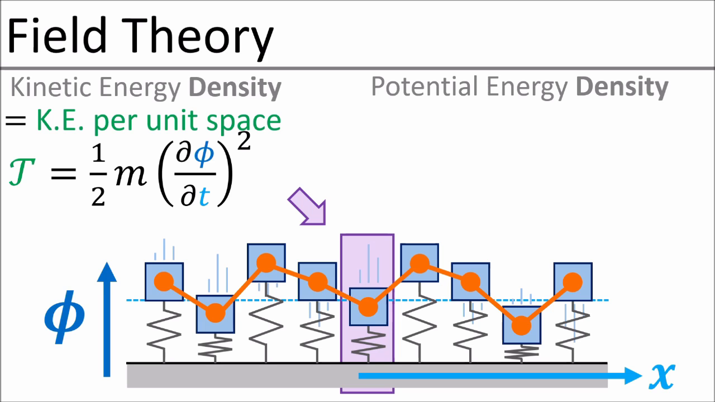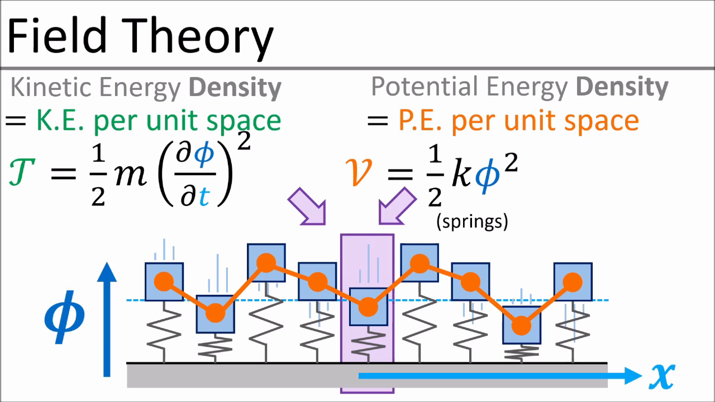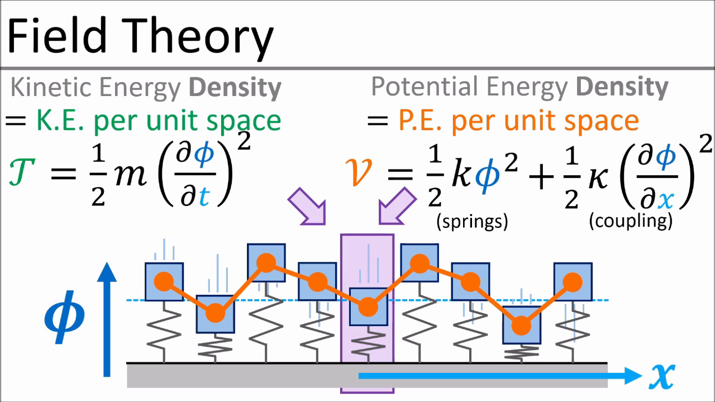There's also the potential energy density, which is the amount of potential energy in the masses per 1 unit of space. There's the spring potential energy, which is 1/2 k times the squared amplitude of the field, relative to the neutral position. There's also the potential energy of the rubber bands joining the masses together, which is now given by a gradient term, which measures the separation of neighboring masses in the phi direction.